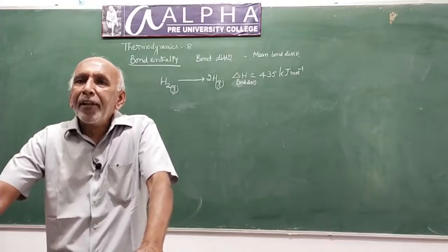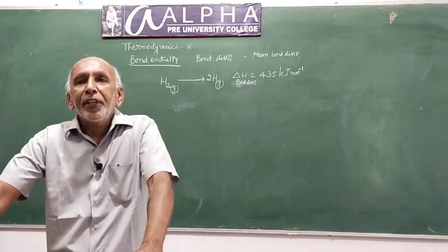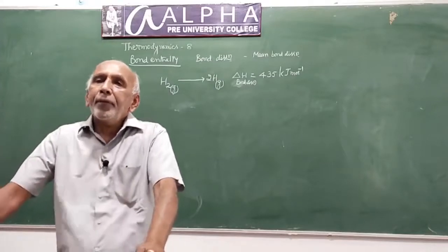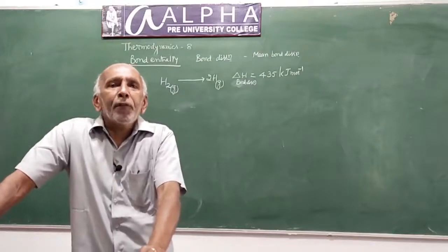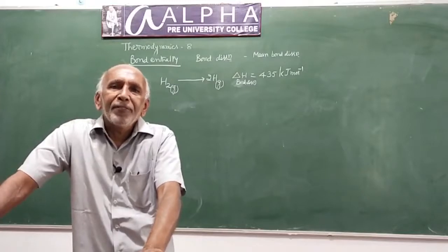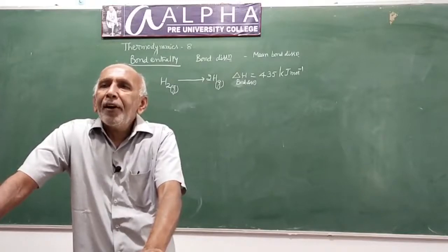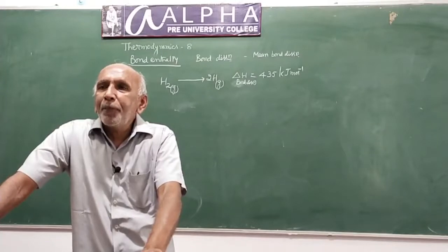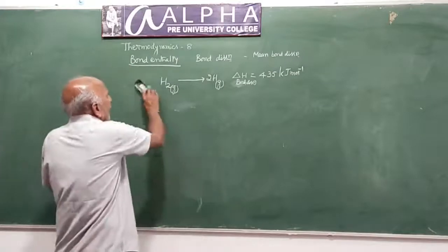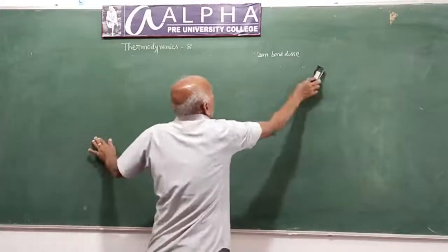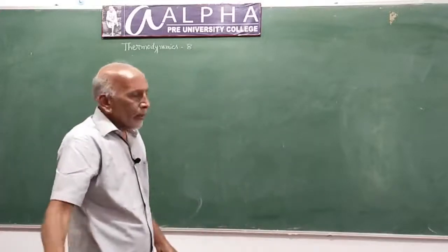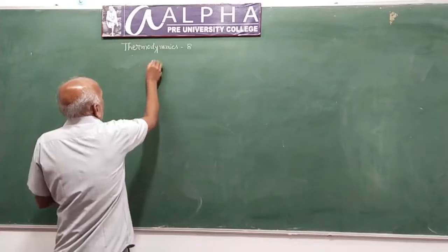In polyatomic molecules, the dissociation enthalpy of a molecule into constituent atoms is expressed in terms of mean or average dissociation enthalpy. Okay, mean or average dissociation enthalpy. Okay, let us see one example for this. Methane.